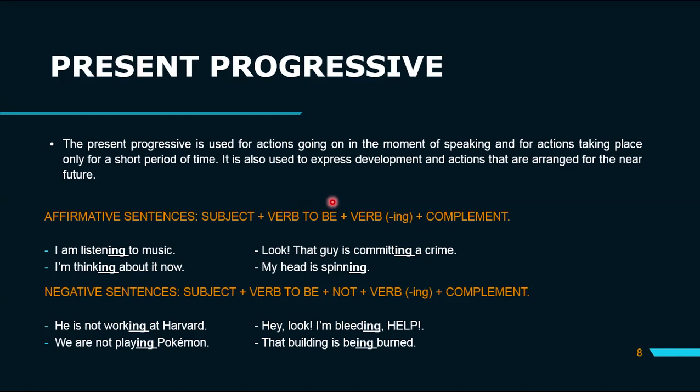For actions taking place only for a short period of time. It is also used to express development and actions that are arranged for the near future. So in affirmative sentences, the structure would be subject, verb to be, verb with ing, and complement. I am listening to music, or I am thinking about it now. In the negative sentences case, it is subject, verb to be, not, verb with ing, and complement.